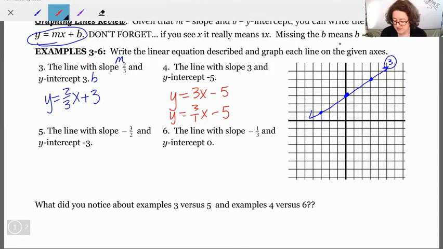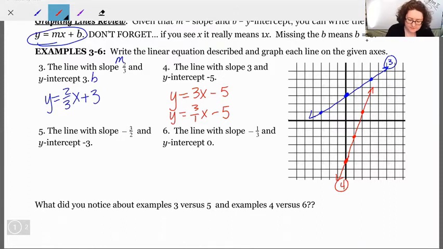I started with a y-intercept of -5, so count down 5 units. And then rise 3, run 1. So up 3, over 1. Up 3, forward 1. Connect your dots. And notice too, I'm writing 3 points down to draw my line because I want to be as exact as possible. If I only draw 2 points and one of them's incorrect, my whole line is incorrect. So always be careful with that. Go ahead and pause the video and try graphing out 5 and 6.